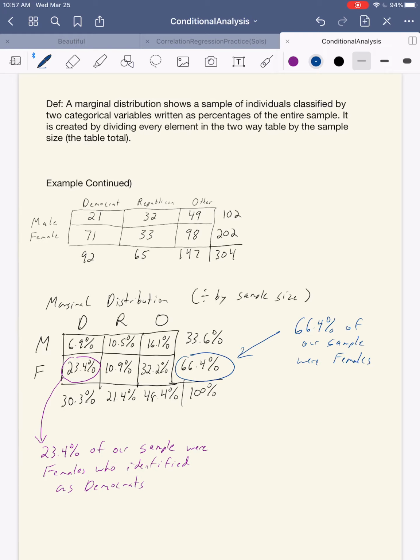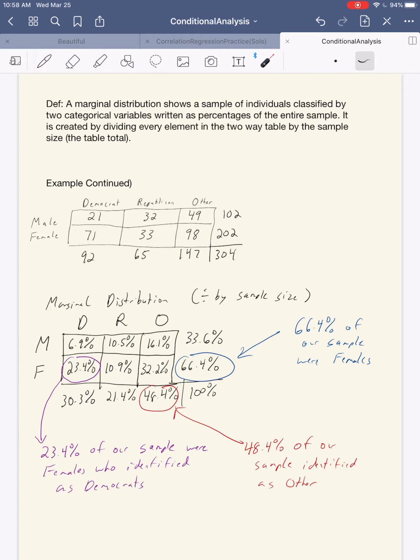So you'll notice that there were many more females than males here, right? We knew that there were 202 versus 102, and we know that that actually means that females made up 66.4% of our sample. And finally, if we do one other one, maybe this guy here, that 48.4% would tell us that 48.4% of our sample identified, right, as other, meaning that they did not identify as Democrat or Republican.